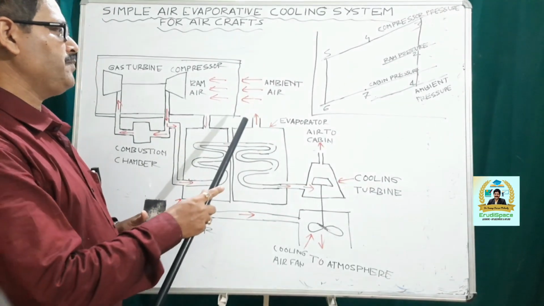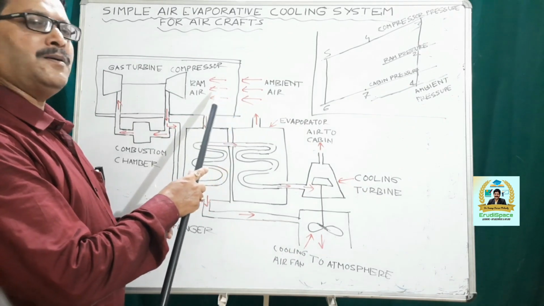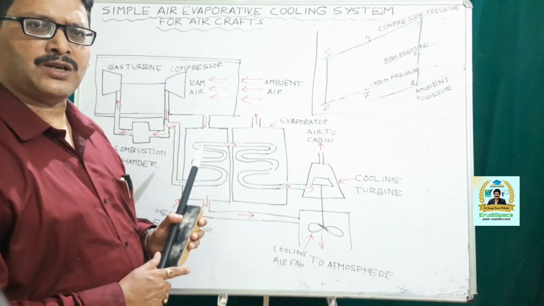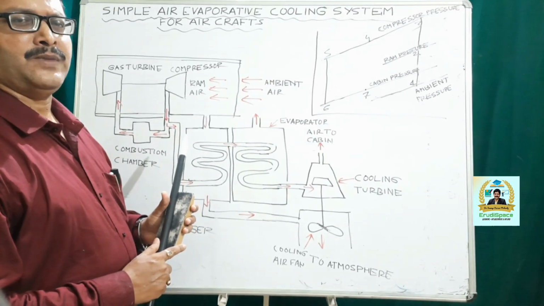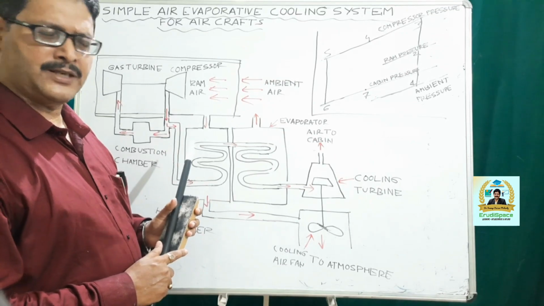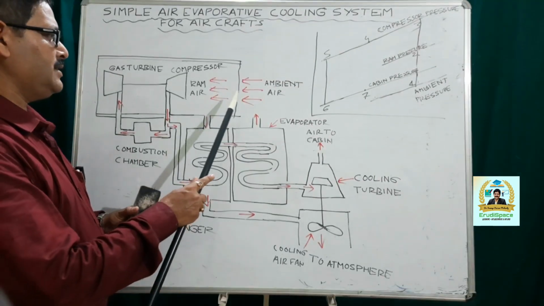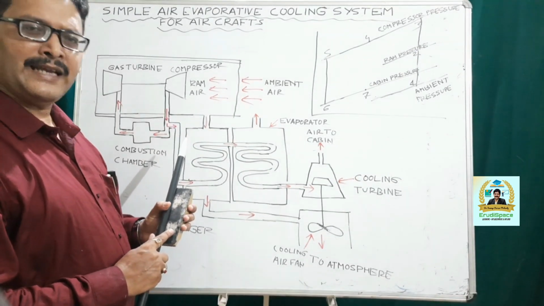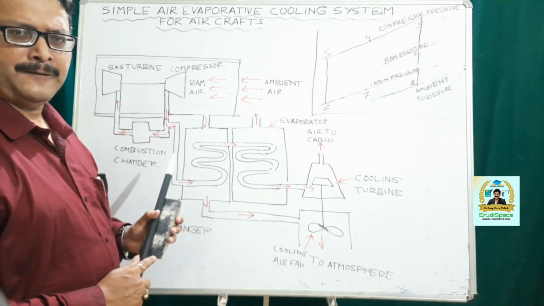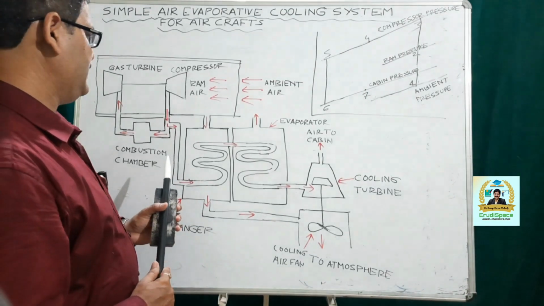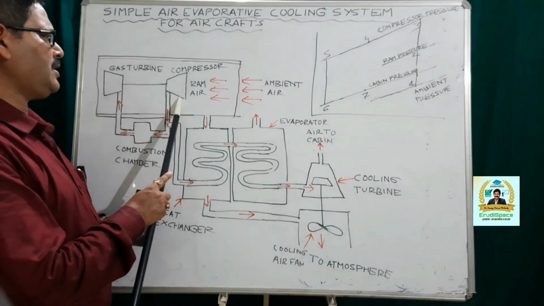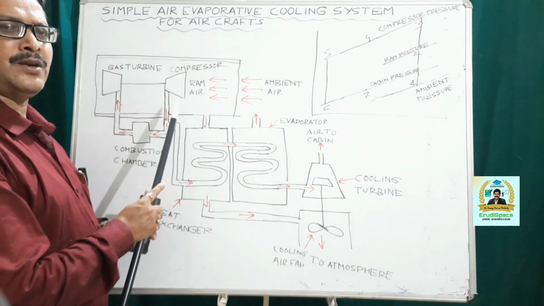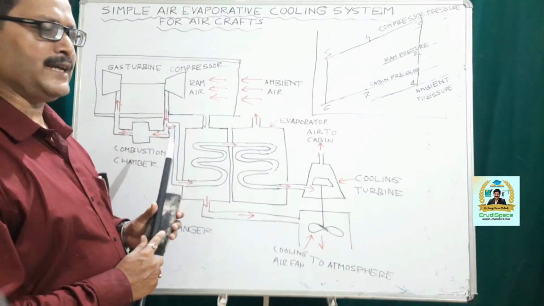So first of all, ambient air passes through the diffuser, and the diffuser is a smoothly varying section which converts the kinetic energy into pressure energy. And the air after passing through the diffuser is known as ram air, whose pressure is higher than the ambient air. Then it is taken to the compression. In the compression, it is compressed, and due to compression, its pressure and temperature are significantly raised.